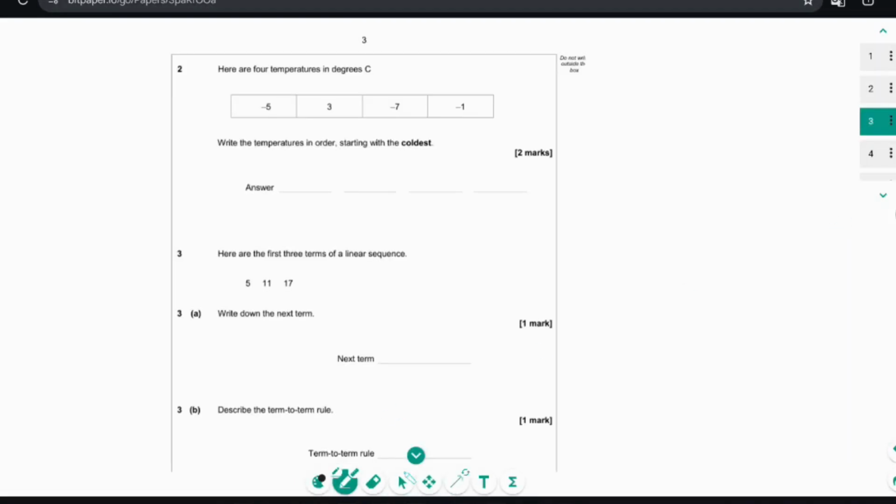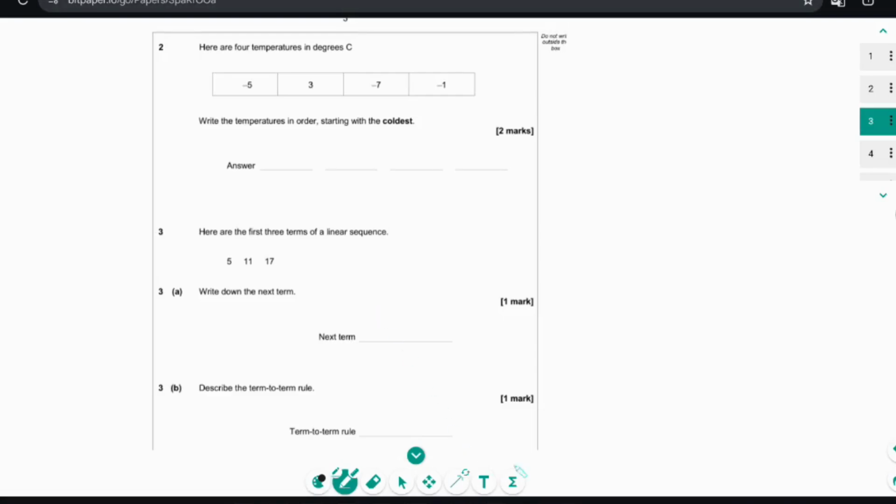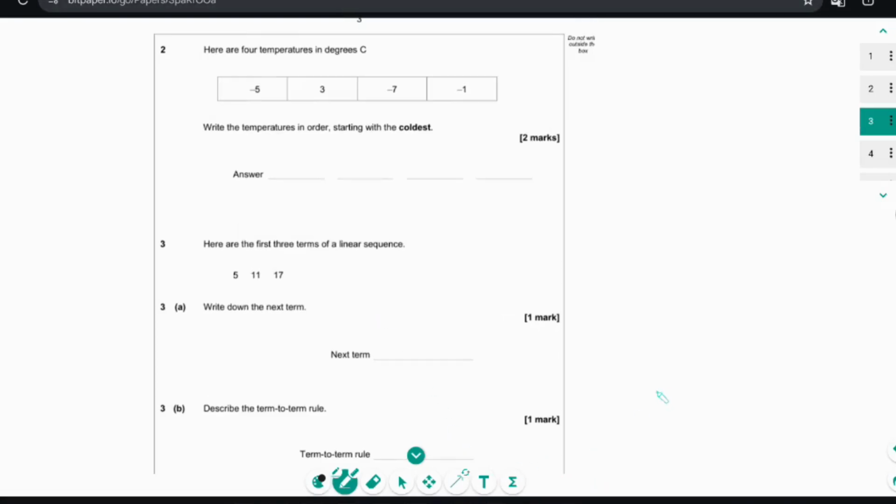Question 2. Here are 4 temperatures in degrees C. Write the temperatures in order, starting with the coolest. So the coolest is the smallest, -7. Then we have -5, -1, and then 3.